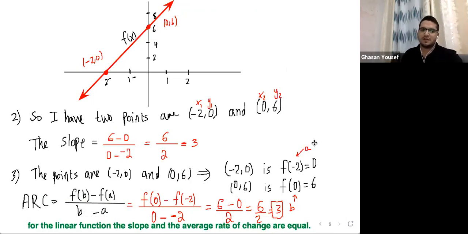Any question for this example? Any question?